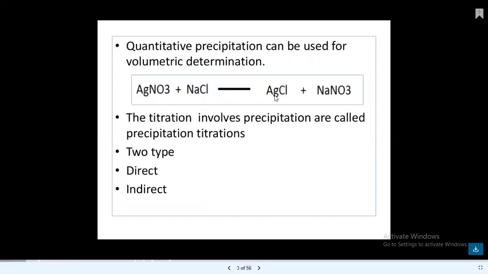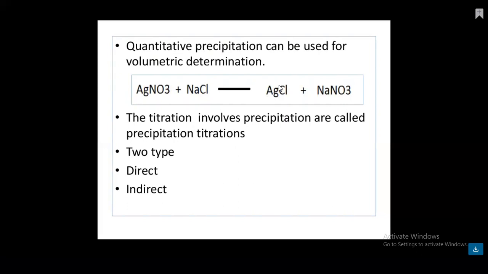Then quantitative precipitation can be used for volumetric determinations. Silver nitrate reacts with sodium chloride and converts into an insoluble precipitate, that is AgCl. AgCl is our desired precipitate for the quantification of chloride. So the titration that involves precipitation is called precipitation titration.